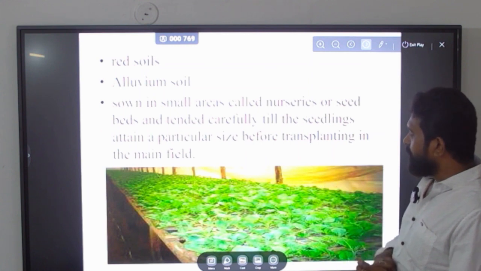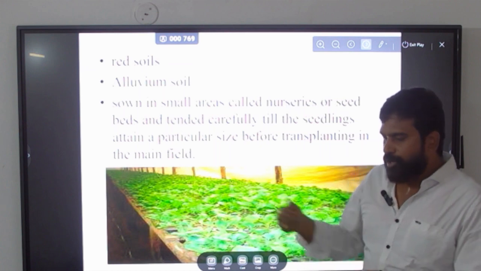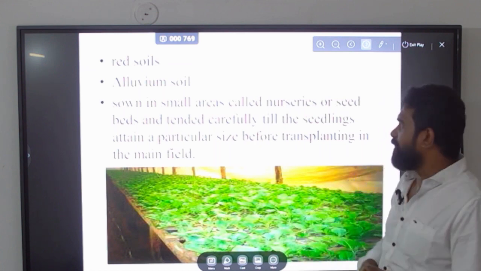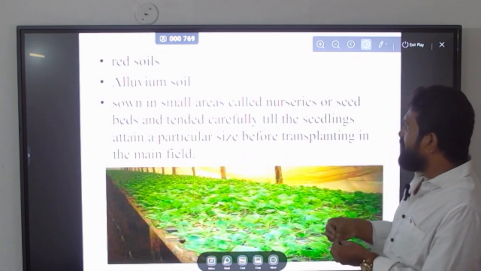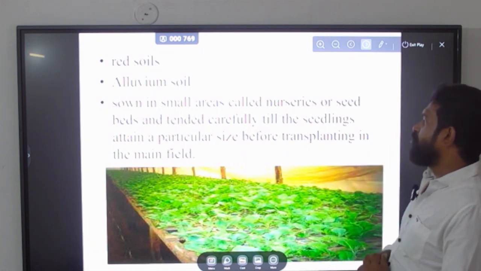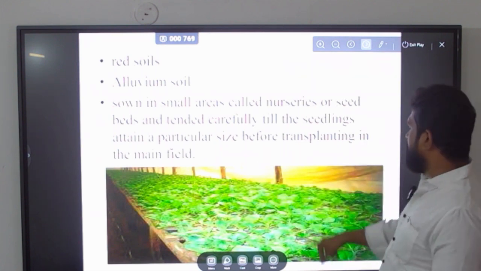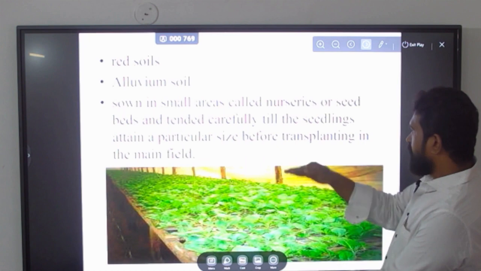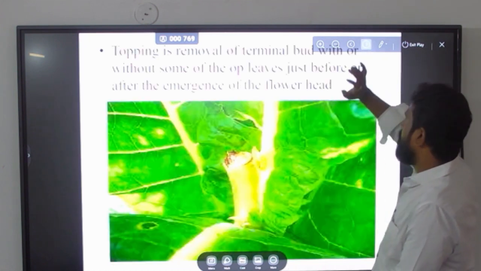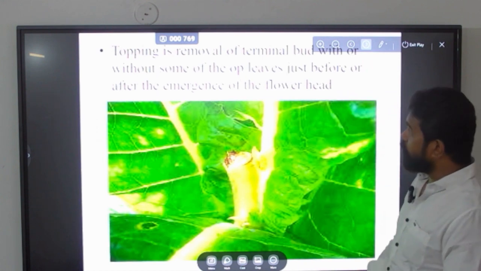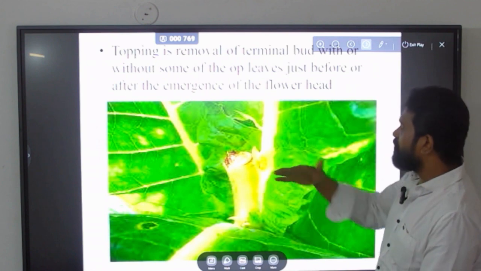But you see, tobacco seeds are not sown directly on the land. First, there is a nursery process. The seeds are carefully sown there, and then they are transplanted to the main field. So this is the nursery. When the seedlings reach a certain height and size, they are transplanted to the main field, and then they grow in the field.